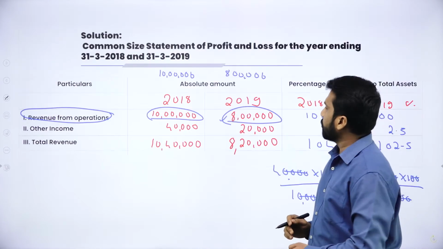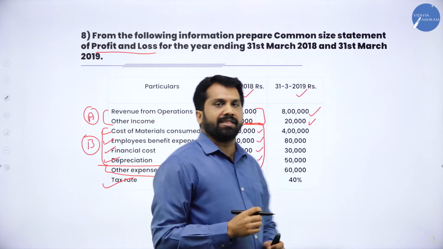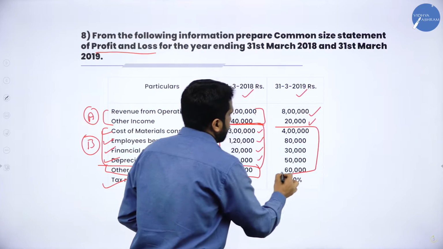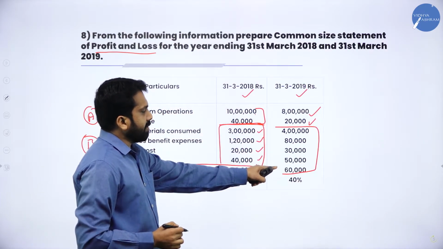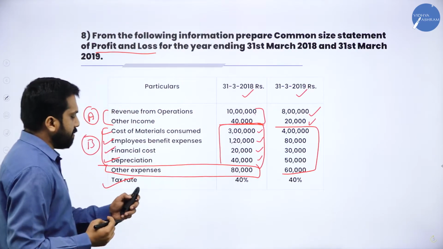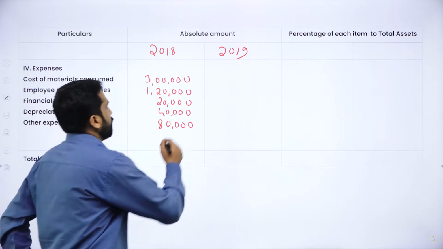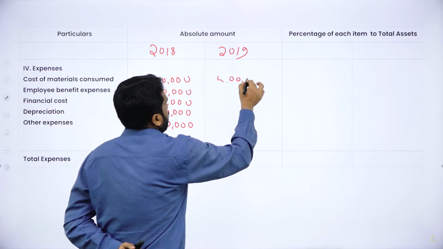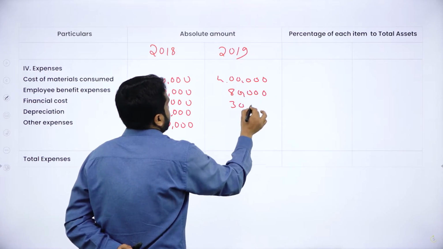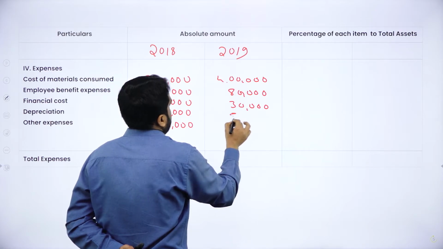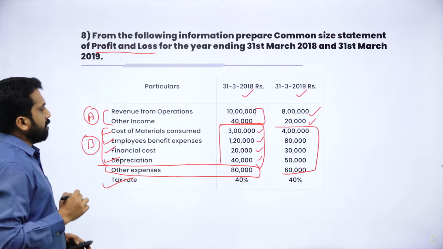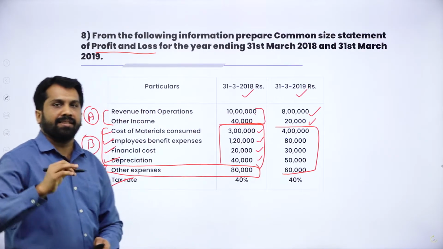I'll go back to your question. Now, for 2019, the information we have is 4 lakh, 80,000, 30,000, 50,000 and, what is the last one? The last one is 60,000.